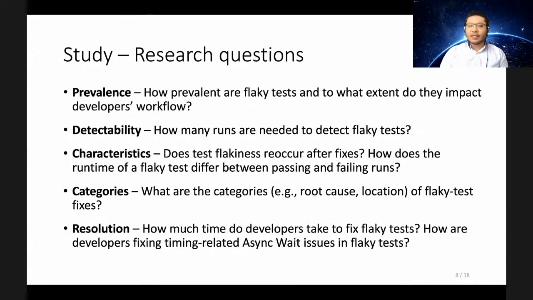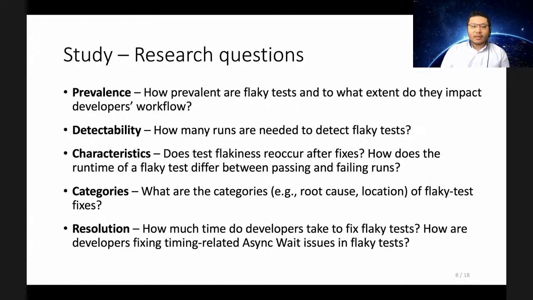In terms of our study, we look at 5 main categories of questions. The first one is on the idea of prevalence. So how prevalent flaky tests are and how they really impact the developer's workflow. The second one is on detectability. How many runs are typically needed in order to detect flaky tests? The third one is on characteristics. So does test flakiness ever reoccur after developers fix them? How does the runtime of flaky tests differ on passing and failing runs?